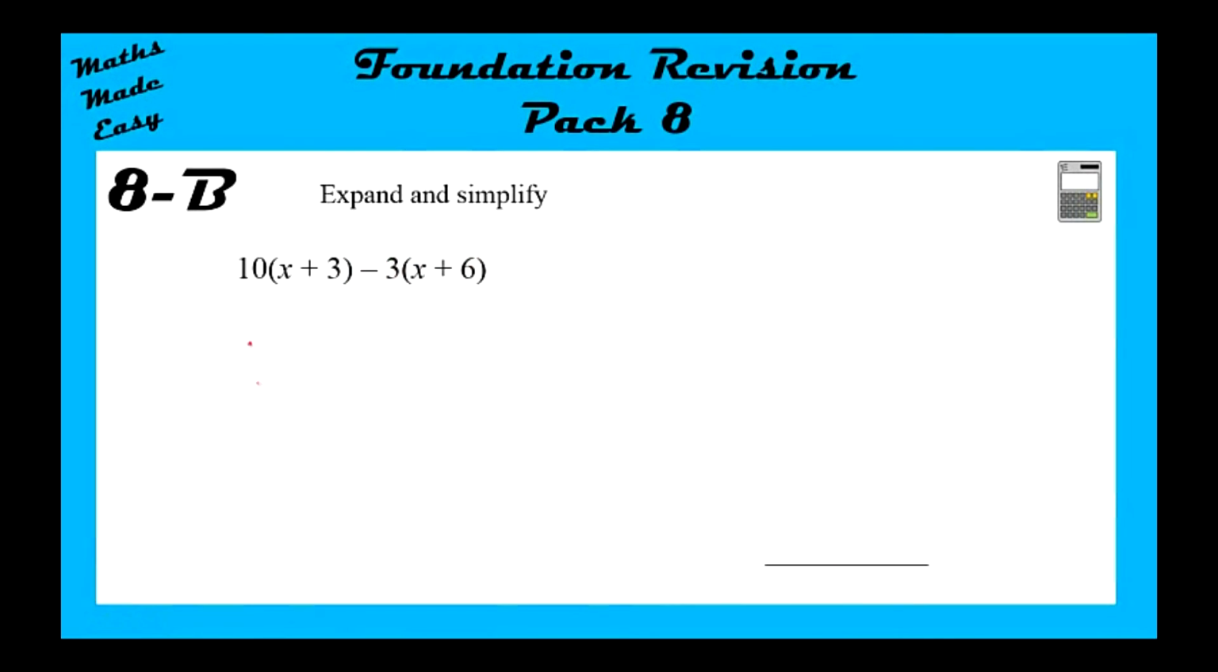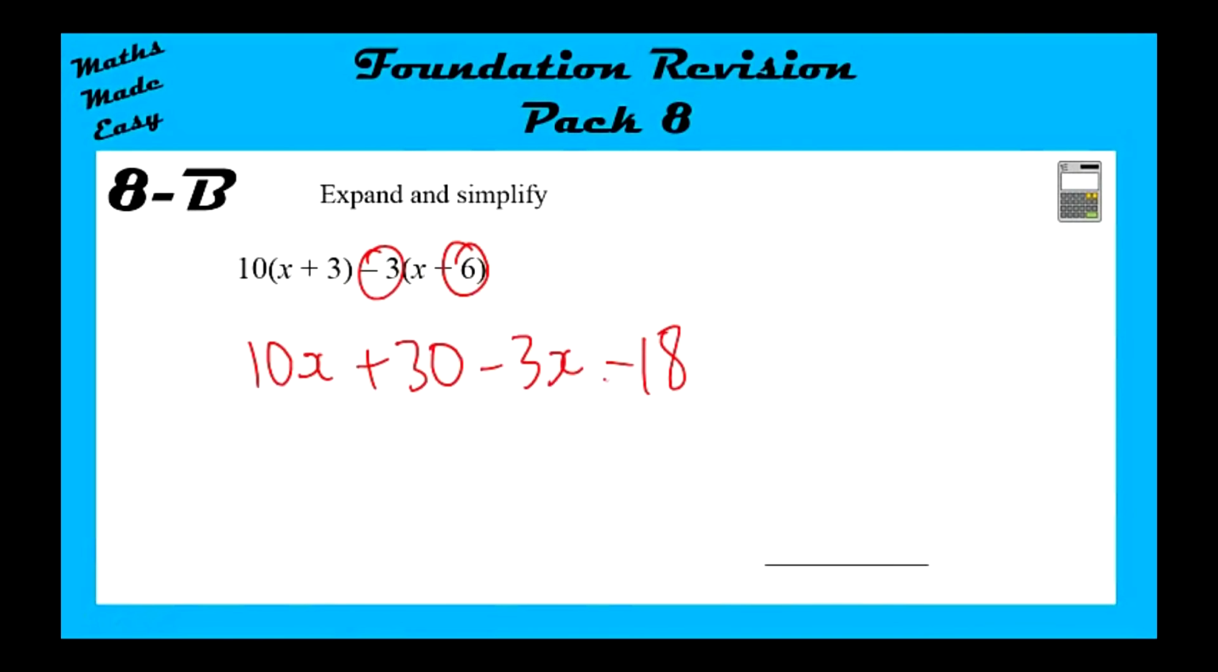This one here, let's expand, so 10x plus 30, take away 3x, take away 18. This time it's a negative times a positive, so it does remain negative at the end there. Then we've got 10x, take away 3x is 7x, 30 here, subtract 18 is 12.